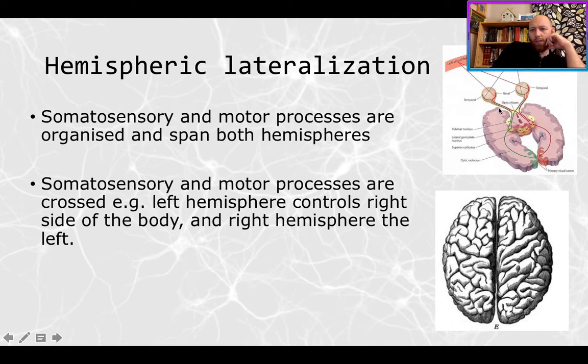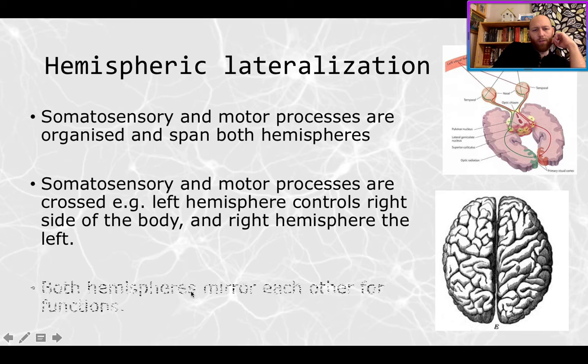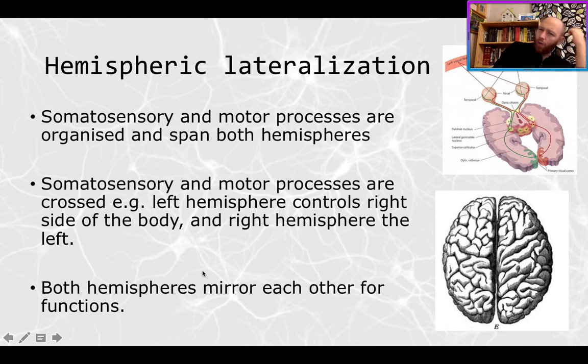You can see it in this image here where the field of vision from the left part of the eye is actually processed in the left hemisphere, but the right field of vision is transferred over to the right. Both hemispheres mirror each other's functions, so if we have a functional structure here, we'll have a corresponding functional structure over this side as well.